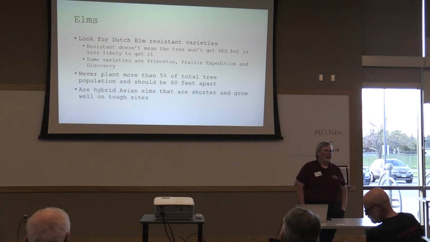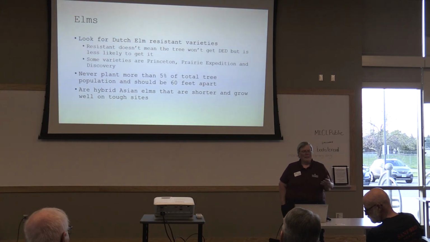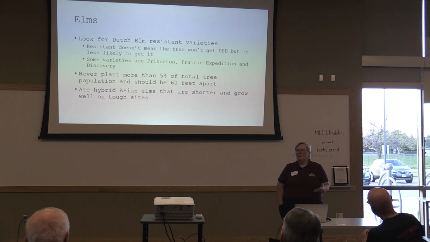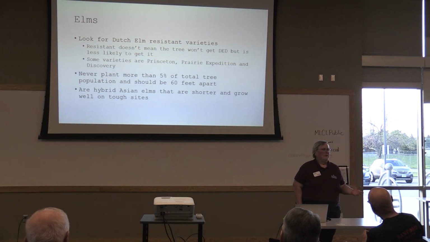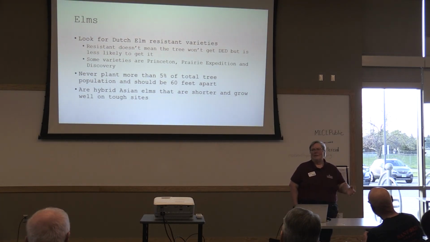There are some hybrid Asian elms that are shorter. They don't get to the 60, 80 feet tall that other elms get. I did not find any names for those, but I do know that they grow well on a tough site. And a tough site would be a relatively new home development, where you have no idea what they put in for soil, but it's been compacted by tractors and all this stuff. It's really hard to grow things there. That's what they're talking about.